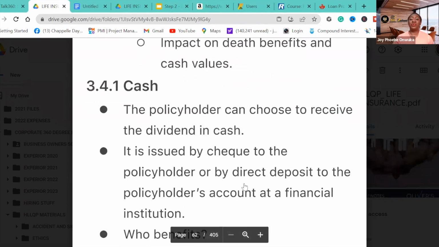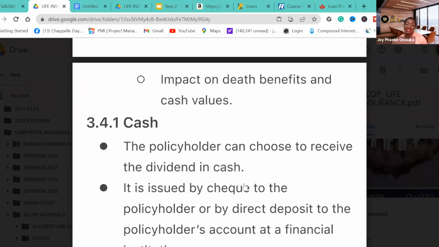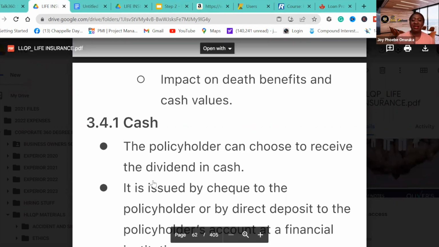All right, we're going to be looking at each of these one by one. It's going to be fun. It is going to be fun. So let's look at cash options.